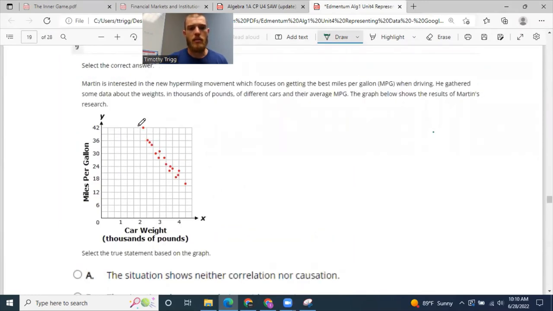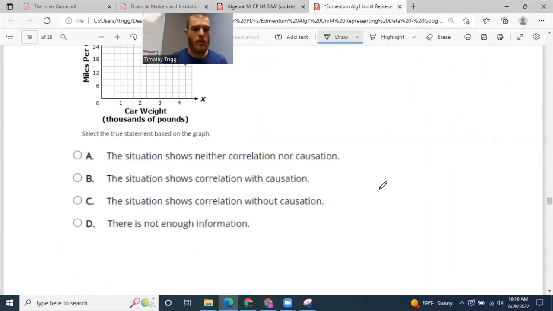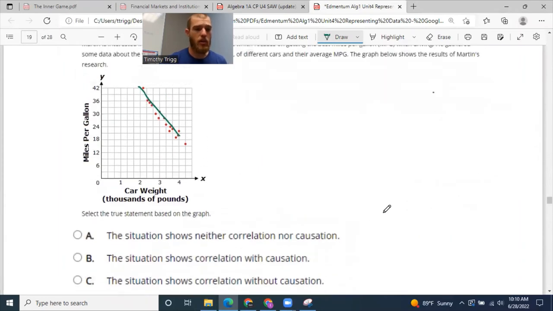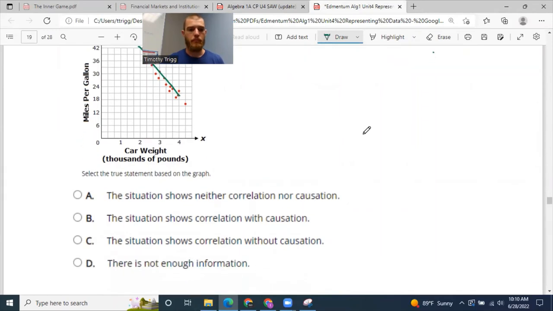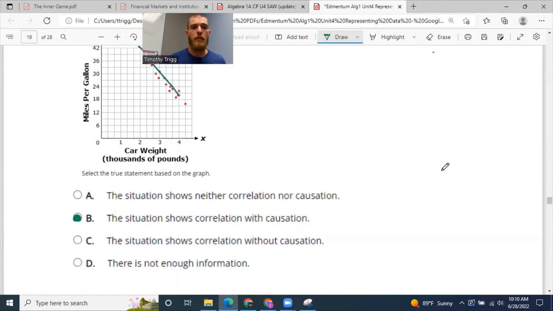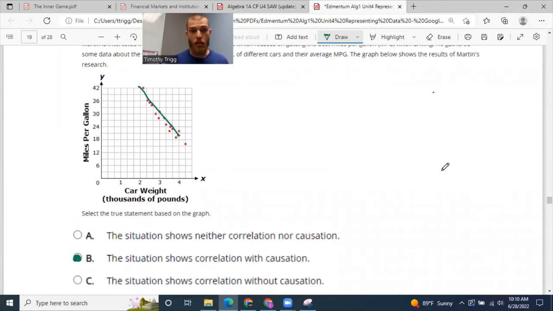Okay. So in this case, you can see here, is there a correlation here? Well, yes, it seems there'd be a negative correlation here. Do you think that there's a causation? So does the car's weight cause, so more weight, does that cause less miles per gallon? I would say that, yes, that is causation, right? I would say correlation with causation. Yes, having a heavier car causes less miles per gallon, right?